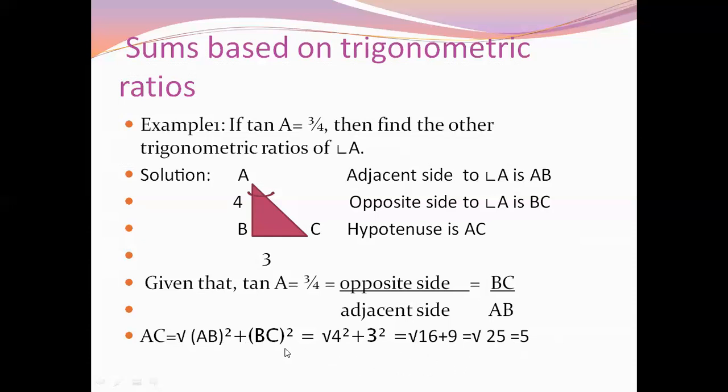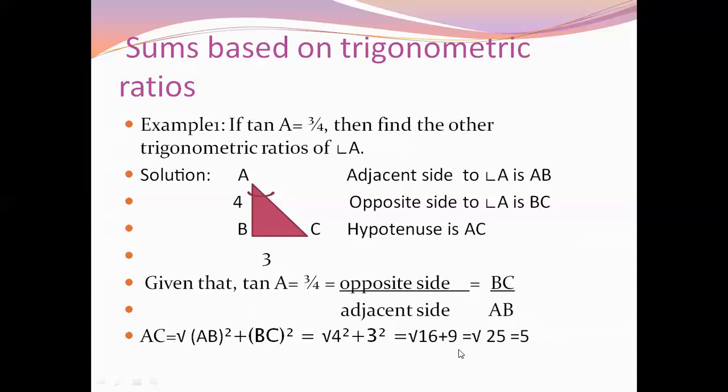Children, did you understand? Once again, you see the tan A value is given as 3 by 4 in the question. That means you consider the first trigonometric ratio of tan. The ratio of tan formula is opposite side by adjacent side. That means in the opposite side place we have 3, in the adjacent side place we have 4. So BC value is 3, and AB value take it as 4, and apply these two values in the Pythagoras theorem and find the hypotenuse value, that is 5.